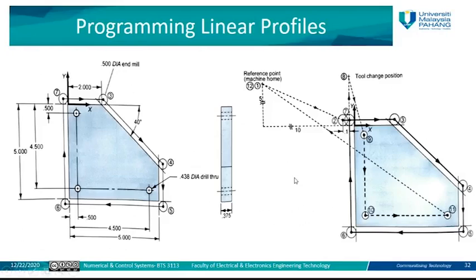We see how we first define the coordinates for each point, from point 1 until we end at point 9, and return again to point number 1. We see we need to consider the diameter of the tools when we calculate these points.